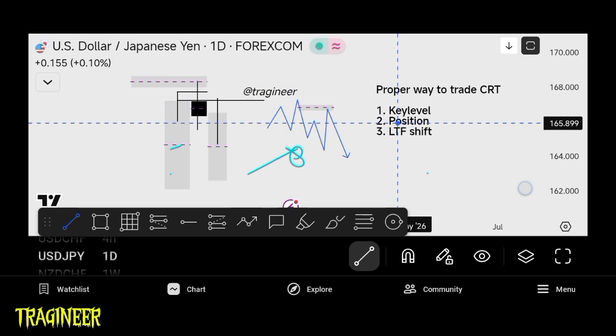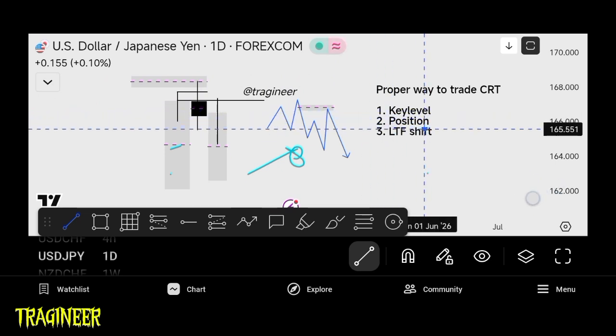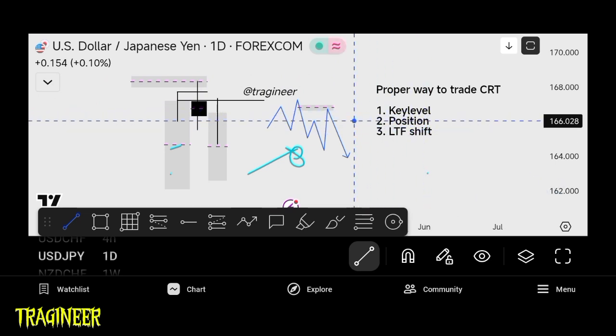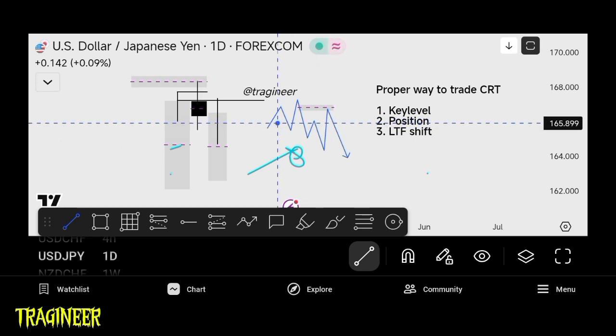Now, the second thing in our consideration is the position, right? Is this CRT found in premium or is this CRT found in discount? You cannot trade a bearish CRT in a discounted level. What do we do in discounts? We buy in discounts, we sell at premium. So the position of the formation of this CRT is key. It's very important. We do not trade CRT blindly. We trade it at a significant point in price.